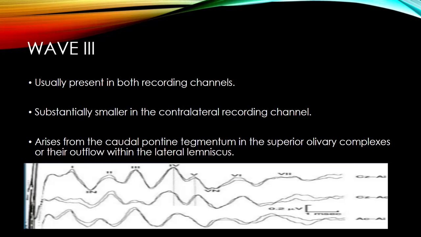Wave 3 is usually present in both recording channels and is substantially smaller in contralateral recording. As usual, wave 3 is more prominent in the ipsilateral ear. As the stimulus progresses towards the contralateral ear, it becomes smaller and arises from the caudal pontine tegmentum in the superior olivary complexes. Here we can see this is wave 3 in the ipsilateral ear, AI. But in the same area, wave 3 is attenuated in the contralateral ear. So wave 3 is of lesser peak in the contralateral than in the ipsilateral ear.